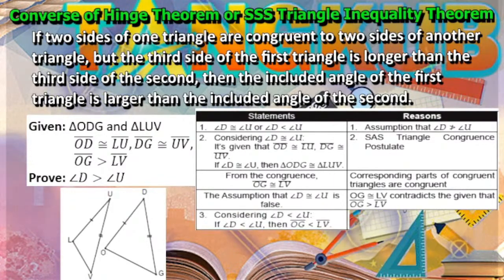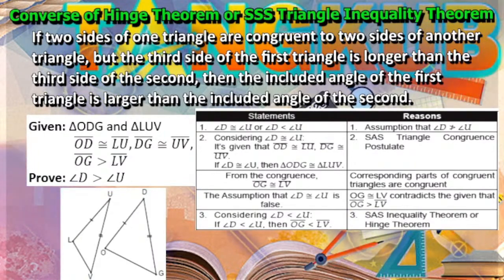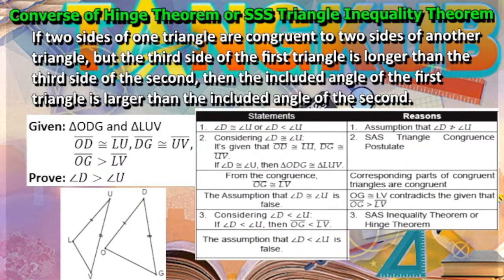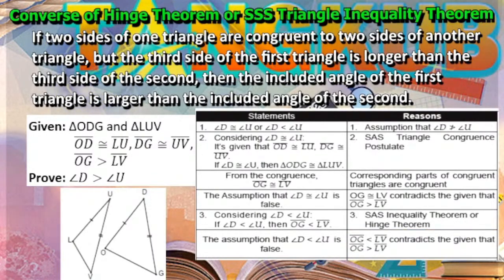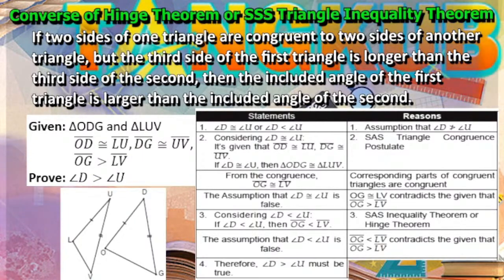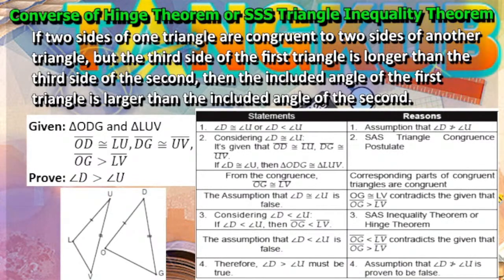Now considering that angle D is less than angle U, then side OG is less than side LV. Reason, SAS or side-angle-side inequality theorem, or hinge theorem. The assumption that angle D is less than angle U is false. Reason, side OG is less than side LV, which contradicts the given that side OG is greater than side LV. Then therefore, angle D is greater than angle U must be true. Reason, assumption that angle D is not greater than angle U is proven to be false.